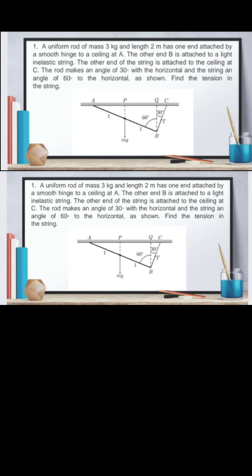So for number 1, a uniform rod of mass 3 kg and length 2 meters has one end attached by a smooth hinge to a ceiling at A. The other end B is attached to a light elastic string. The other end of the string is attached to the ceiling at C. The rod makes an angle of 30 degrees with the horizontal and the string an angle of 60 degrees to the horizontal, as shown. Find the tension in the string.